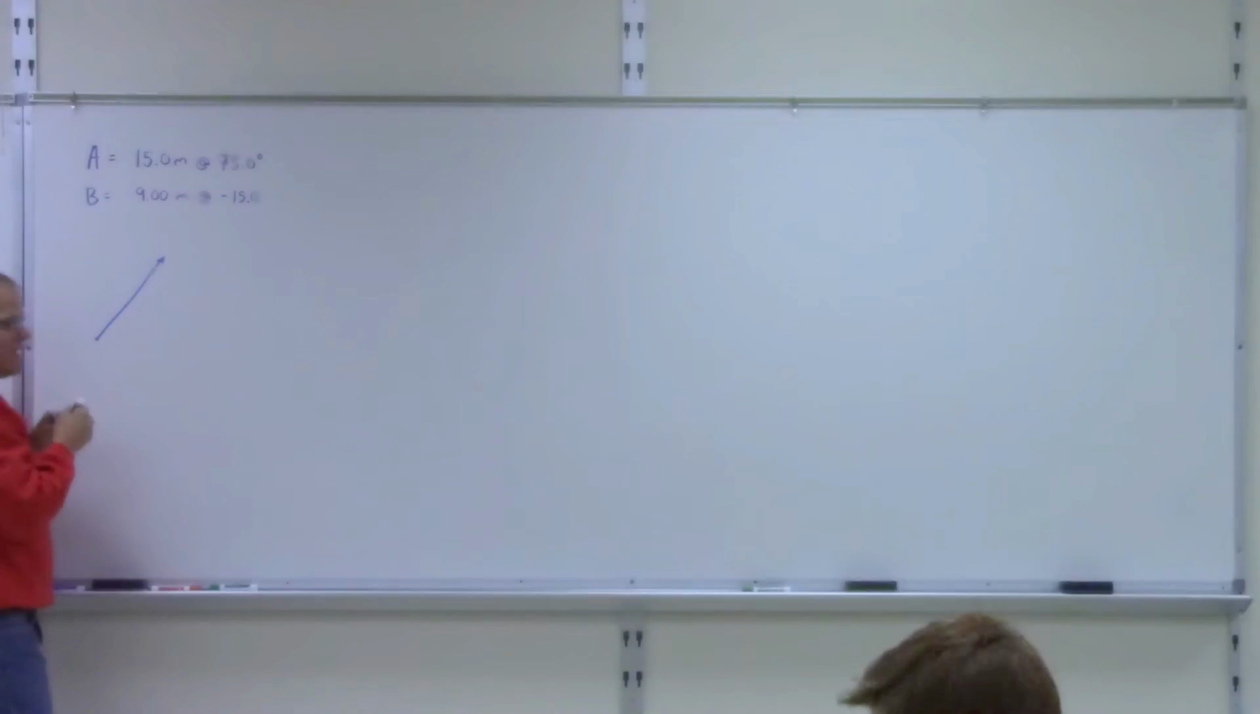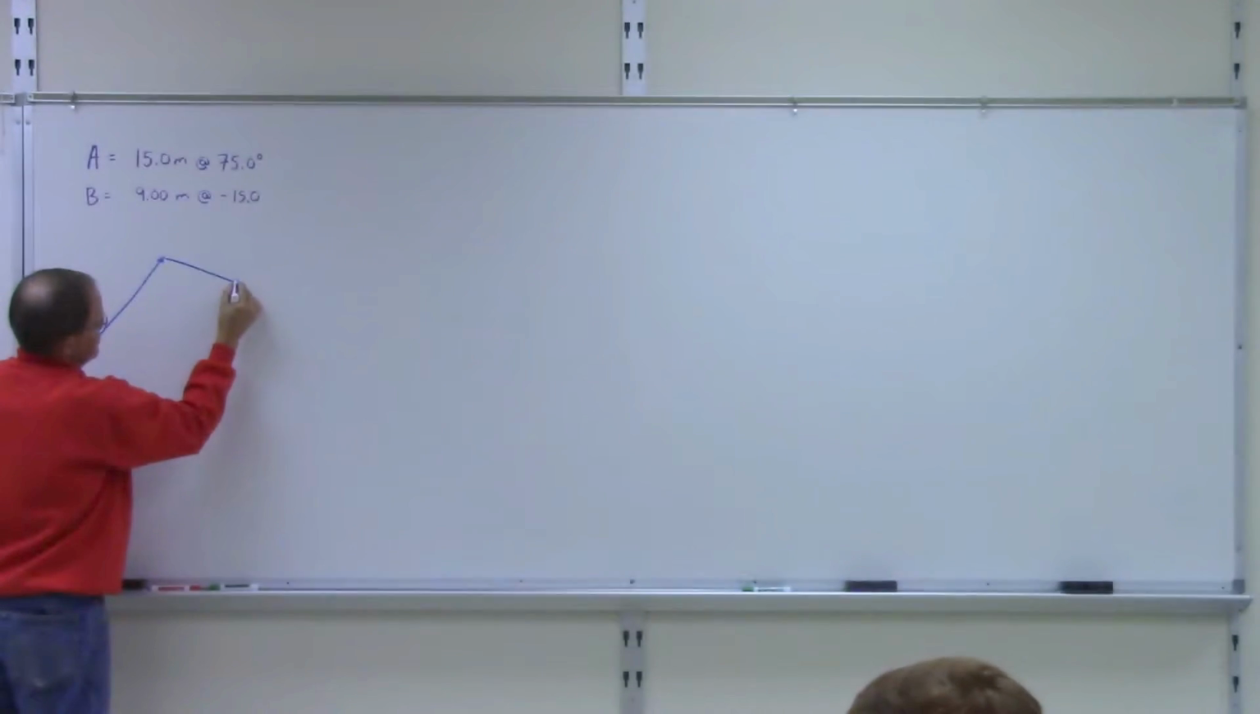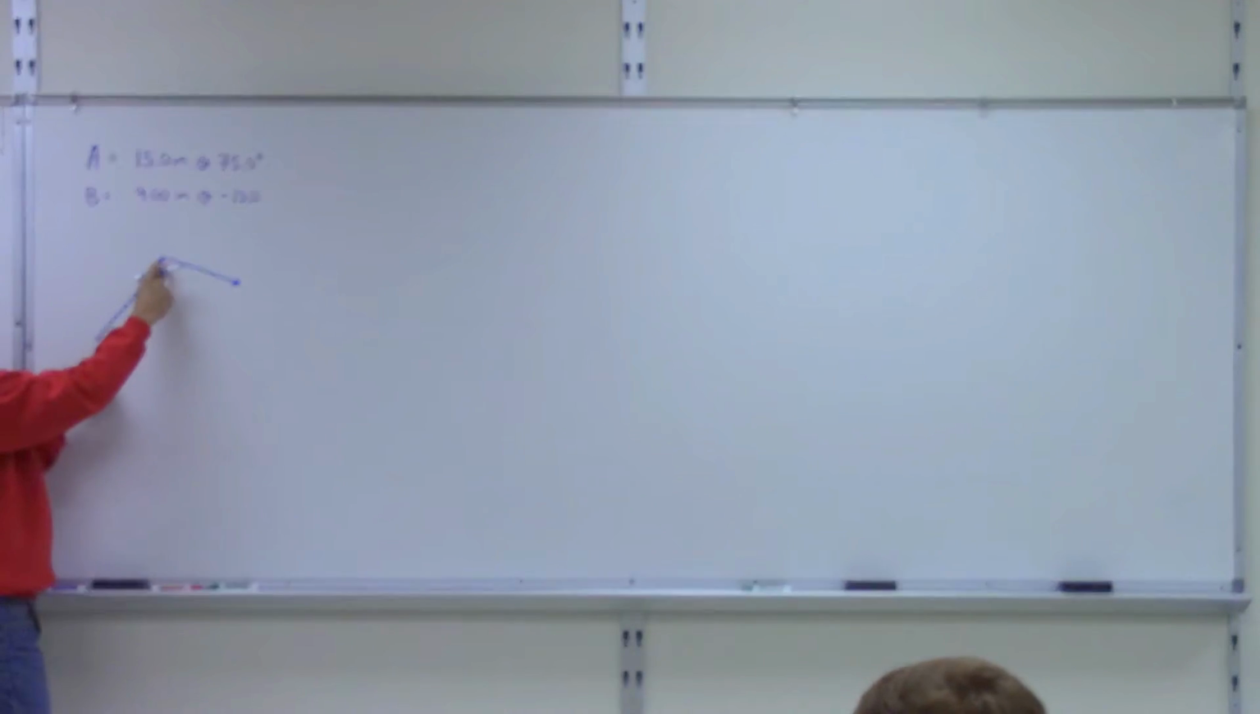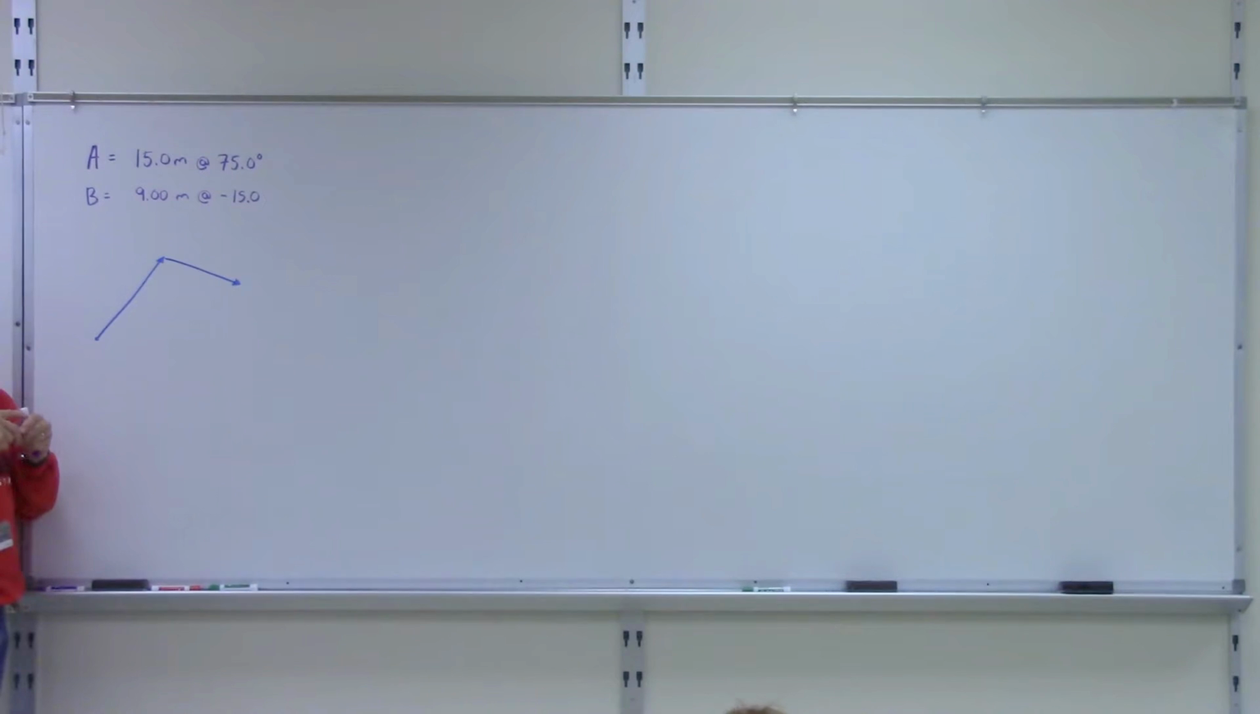And then the second vector goes, if this is 0, what's negative 15? Is it that way? Down. Yeah, it's down a little bit. Like that's negative 90, that's 0. So negative 15 is down a little bit like this, right? And if this is 15 long, this one's got to be a little shorter, right? Because it's not quite as long.